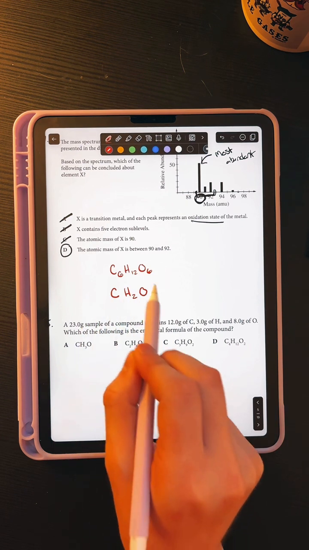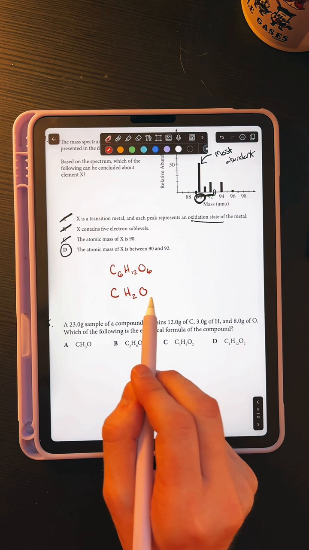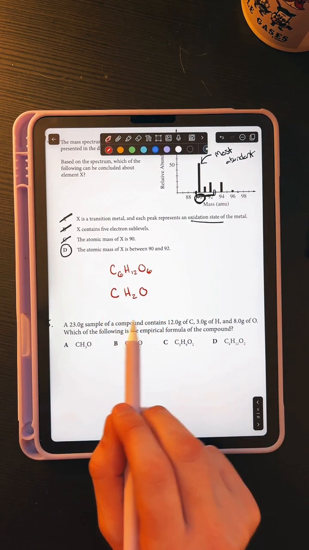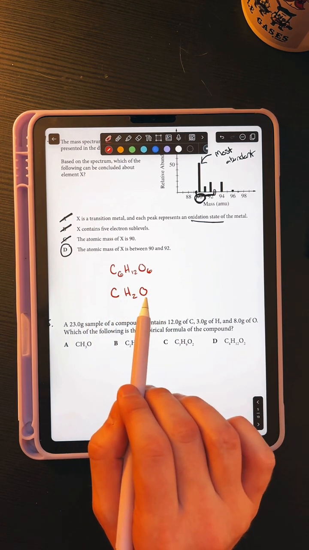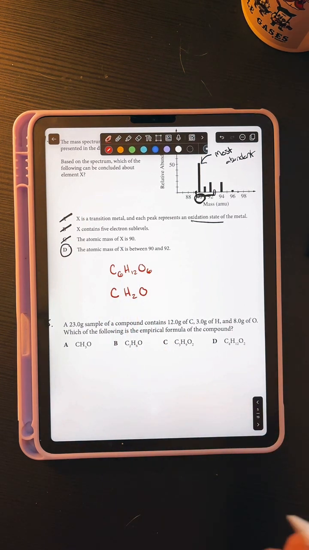And this would be our empirical formula. It's telling us that for every 1 carbon, we'll have 2 hydrogens and 1 oxygen. It's just a ratio. So this ratio here is our empirical formula. This is our molecular formula. It tells us everything that's in our sample.